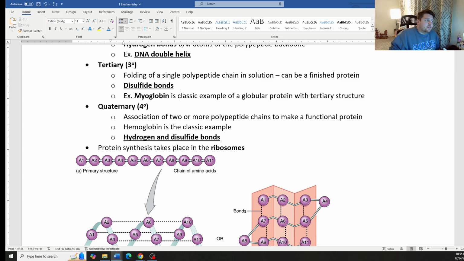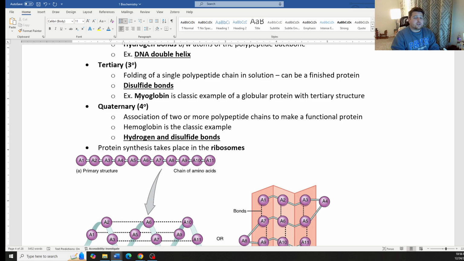A good example of tertiary structure, where it is the final finished protein, is myoglobin. Break this down. Anytime that we see myo, it is referring to muscle. Globin, another one that we talk about similarly, we talk about hemoglobin. The globin referring to a globular type protein with this tertiary structure. This is our myoglobin, and the myoglobin's job is to carry oxygen inside of the muscle.